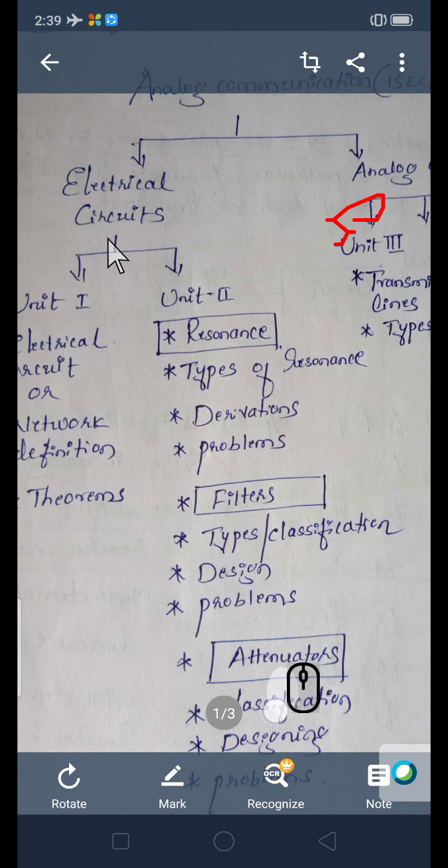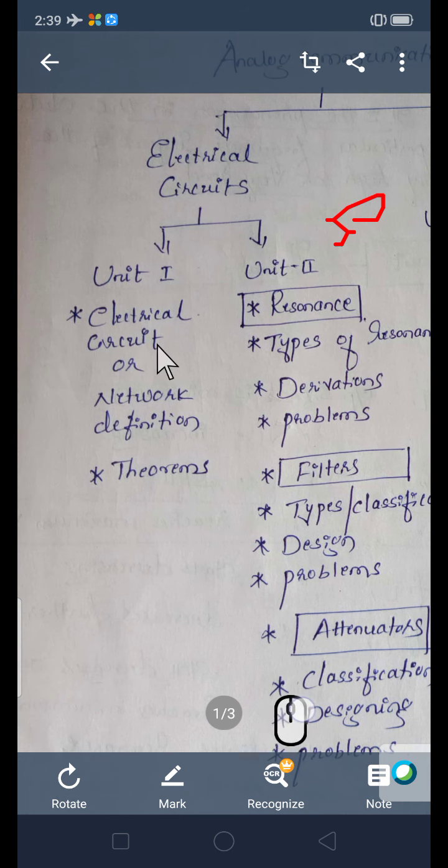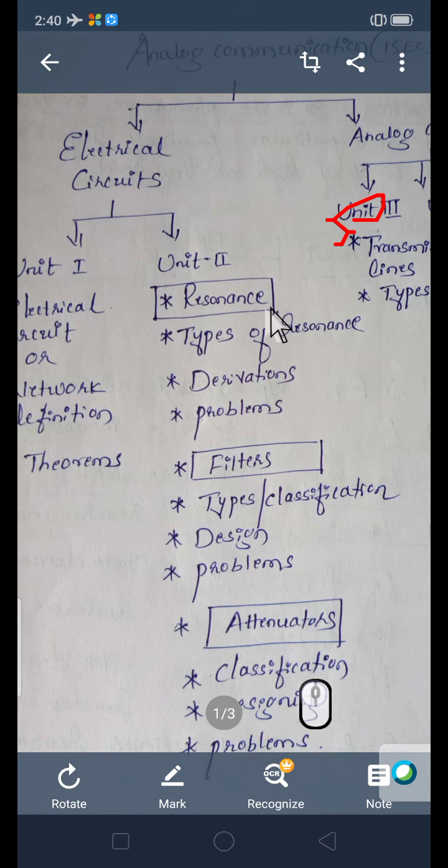Coming to unit 1, you will learn what an electrical circuit is, the definition of a network or electrical circuit, and some theorems concerned with electrical circuits. These theorems teach you different ways of finding the voltage or currents in a given electrical circuit. Next is unit 2, in which you will learn something more about electrical circuits, like what we mean by resonance of an electrical circuit and what we mean by filters.